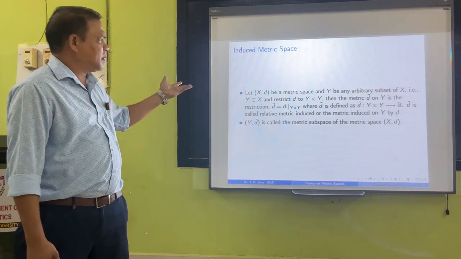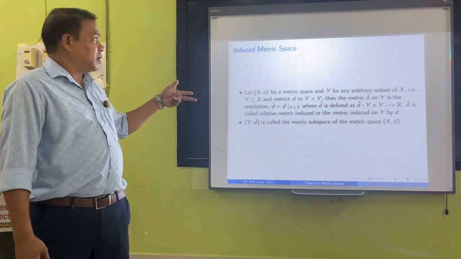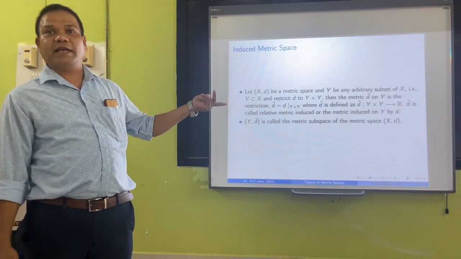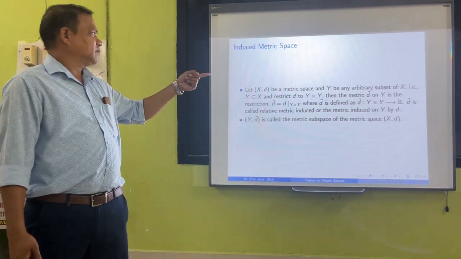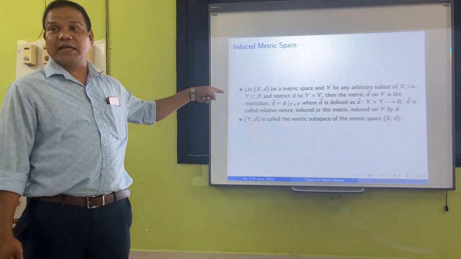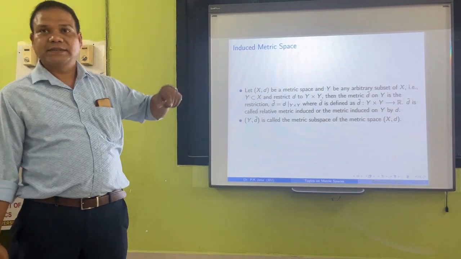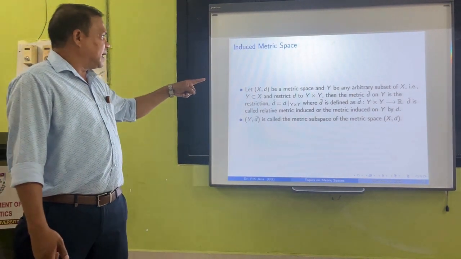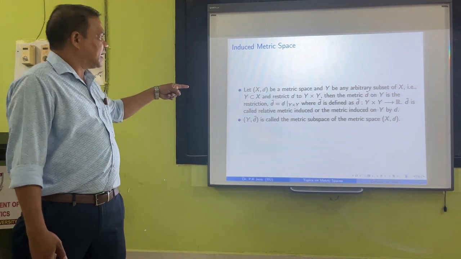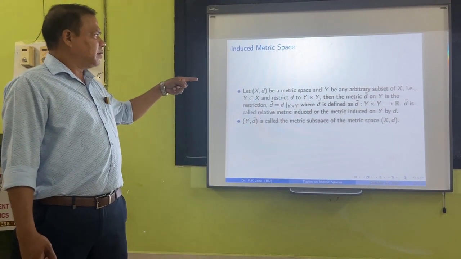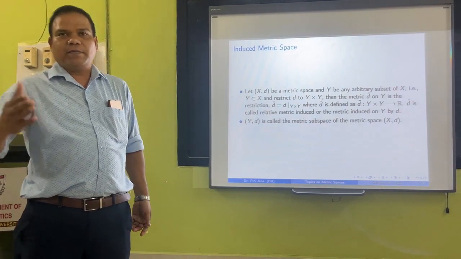Let (X, d) be a metric space and Y be any arbitrary subset of X. The question is, what will be the metric on Y? How do we define it? We define the metric d tilde, which is the restriction of d to Y cross Y, to R. We call d tilde the induced metric, or the relative metric, or the metric induced on Y by d. We will see several examples later on.